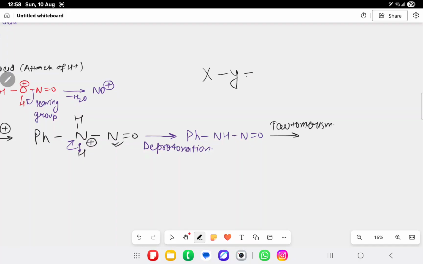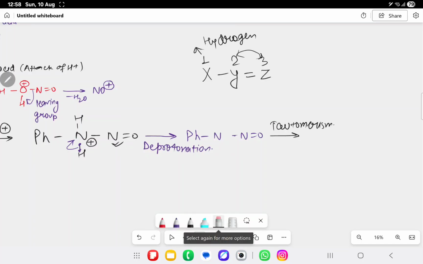X, Y double bond Z. This Z is most probably O, not Cl, sorry. Consider this as 1, 2, 3. 2 and 3 have a double bond, which is the tautomerism condition, and the first, X, has hydrogen. So if you see this compound, what do you have over here? Hydrogen. This is 1, sorry.